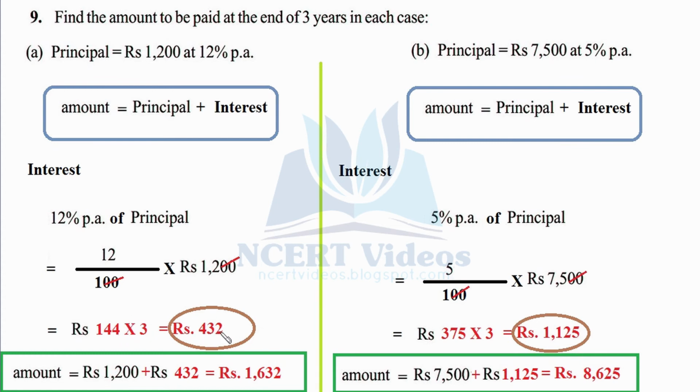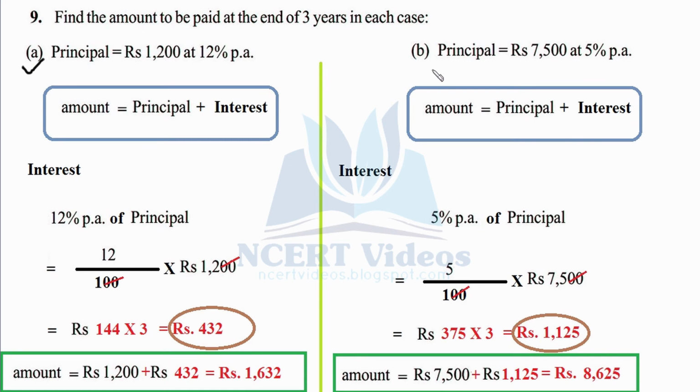That is 4 3s are 12, 1 carry, 4 3s are 12 plus 1 is 13, 1 carry, 3 1s are 3 plus 1, 4, 432. So this is your interest only. Amount will be when this is added to 1200, that is principal. Another name for principal is sum also. So 1200 plus 432 is 1632. So that is your amount to be paid after the end of 3 years.